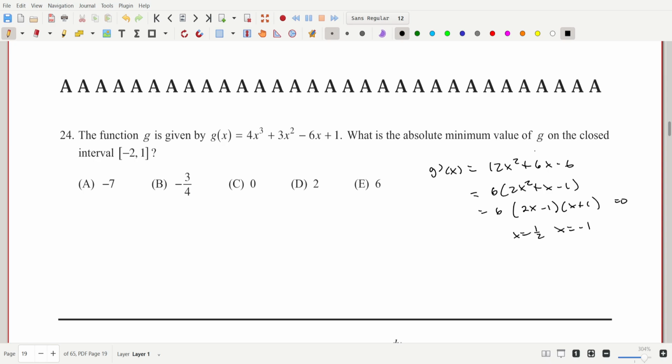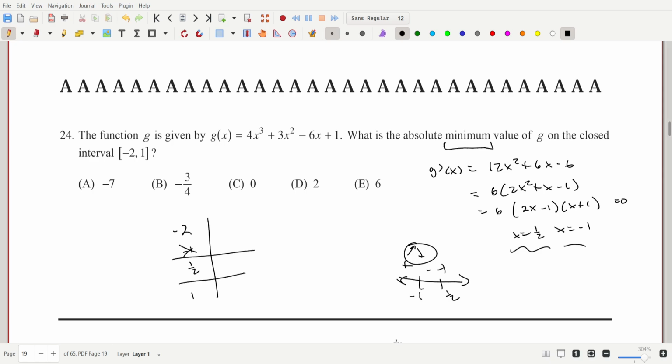All right, so I got to check negative 2, negative 1, a half, and 1. There is an easier way, though. For absolute min, you only need to check the local mins. These are 2 critical points, but if you make a sign diagram, you get negative 1 and a half, and it's a positive quadratic, so plus, minus, plus. This is increasing to decreasing. That's a maximum at negative 1, so I can ignore that one. Okay, so I really only need these 3.